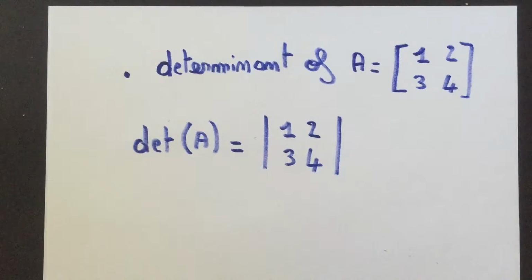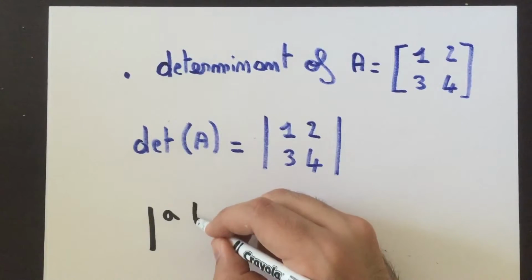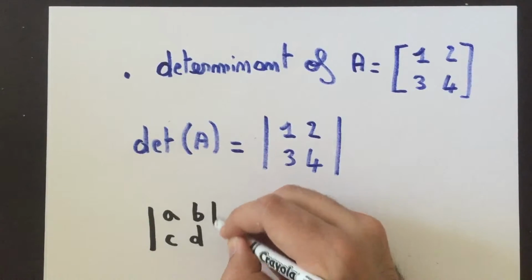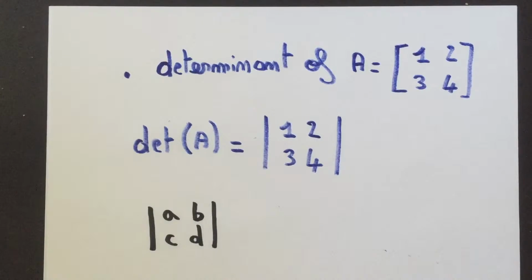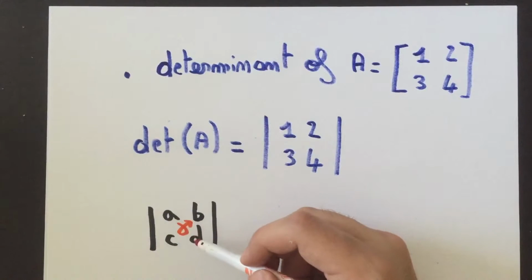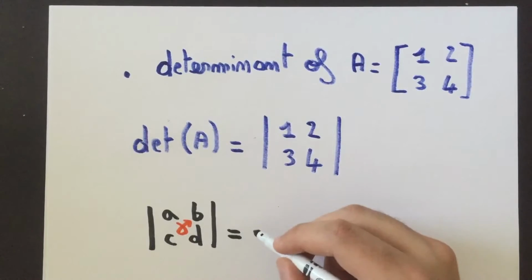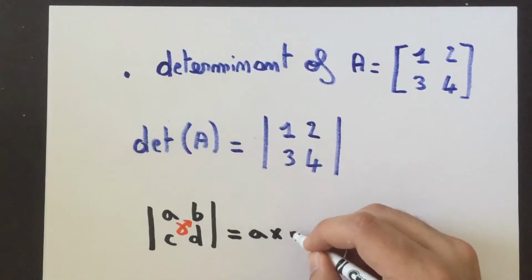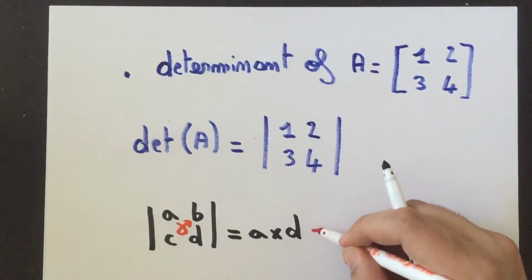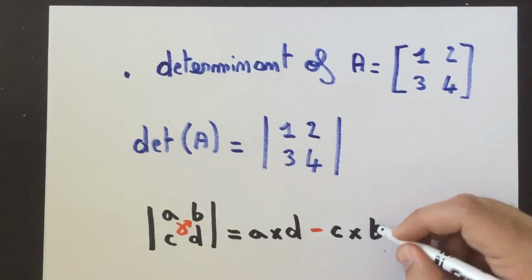And to calculate it, you just need to remember a general formula. So the general formula is for, let's say, A, B, C, D, is very simple. It's to say that it's A times D minus C times B. If I write that down, A times D minus C times B.